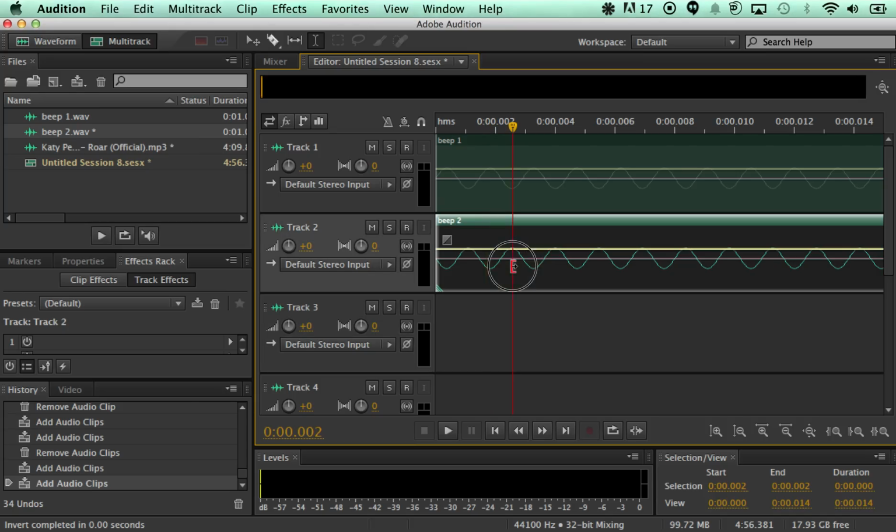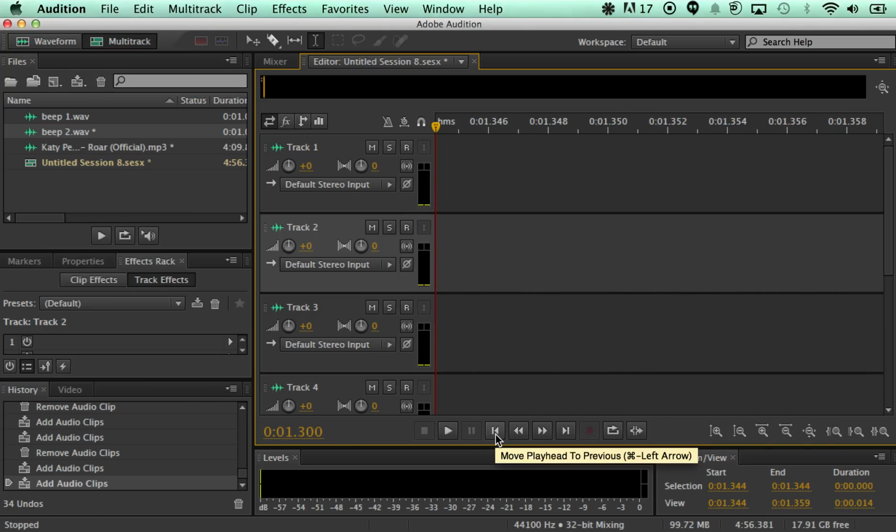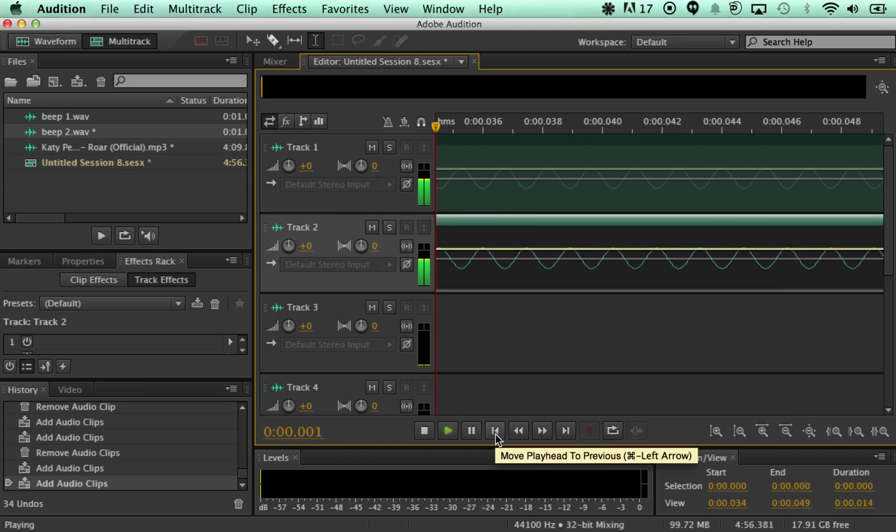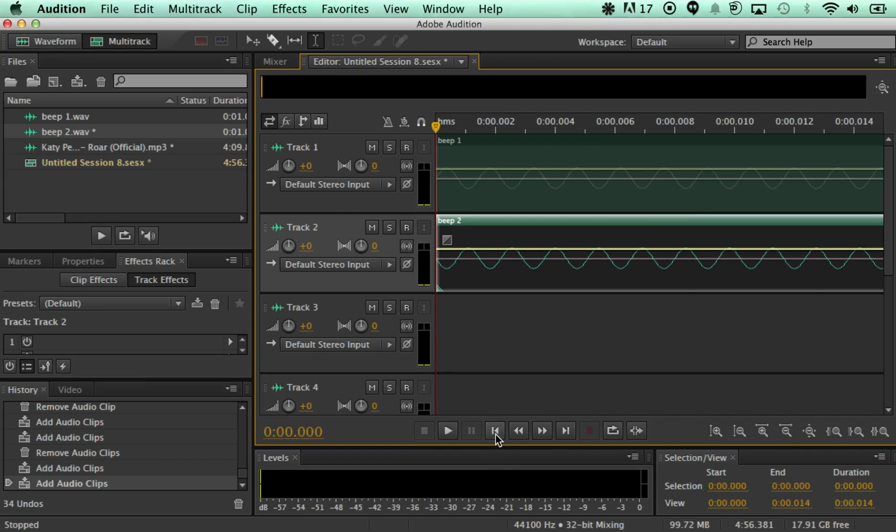You'll note that wherever I drop the cursor, you'll see that there is a moment of positive pressure here, and then an equal and opposite negative pressure up here in the other wave. See? They're mirror images of each other. If I were to play these together, what would it sound like? Absolutely nothing. Total silence. They cancel each other out.